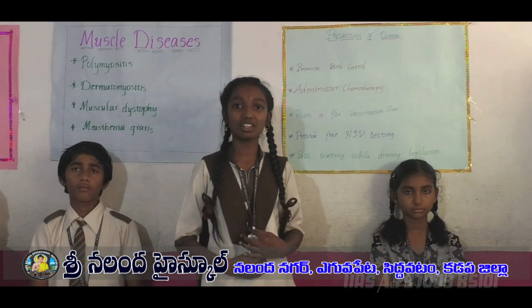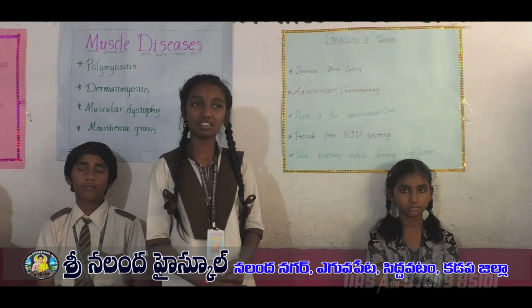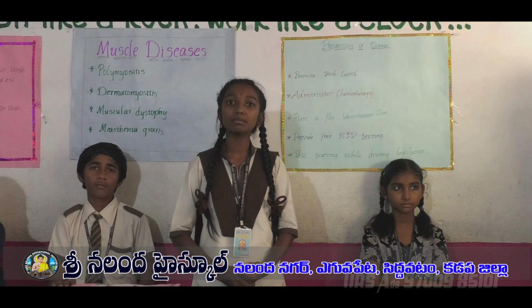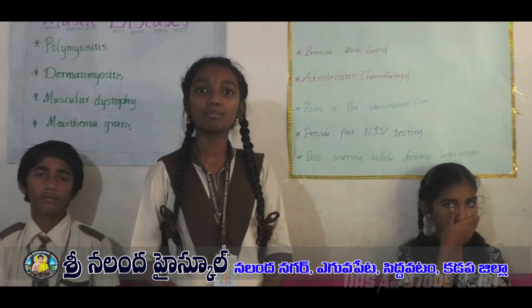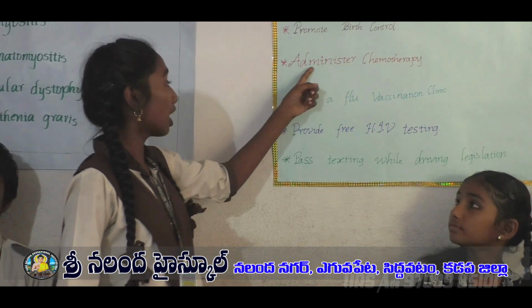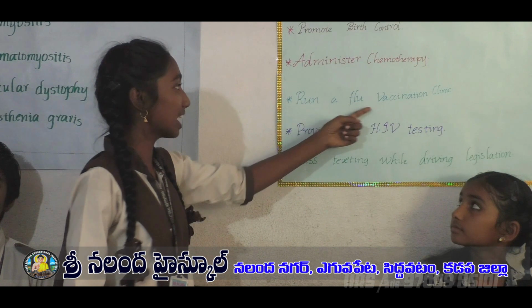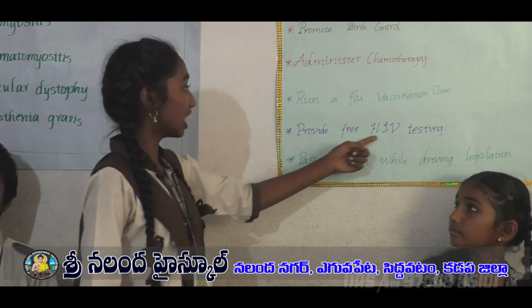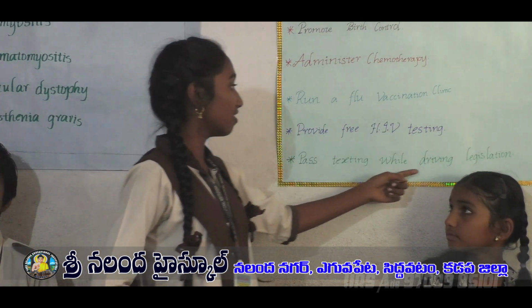My topic is prevention of disease. What are the four types of prevention of disease? Prevention is categorized as primary, secondary and tertiary. Now the concept of quaternary prevention is also introduced. Examples include providing free HIV testing, administering chemotherapy, running a flu vaccination, and passing legislation on testing while driving.